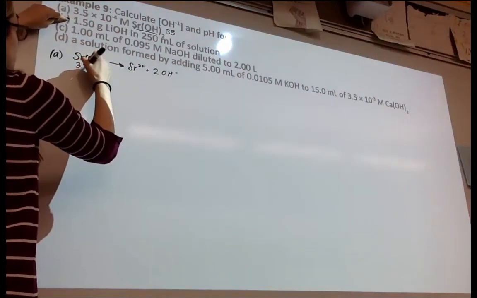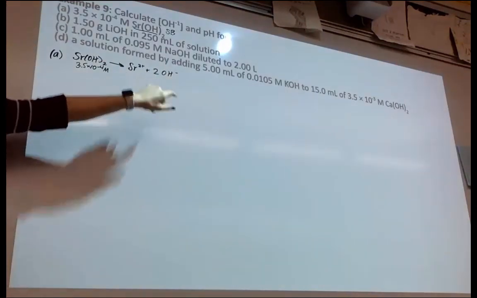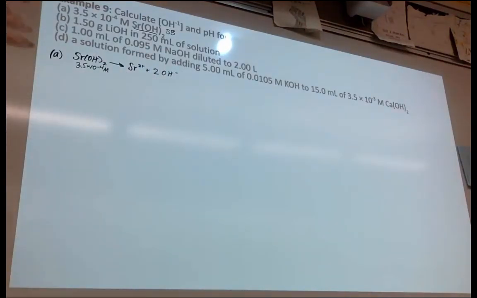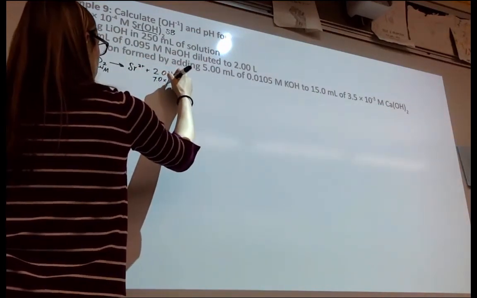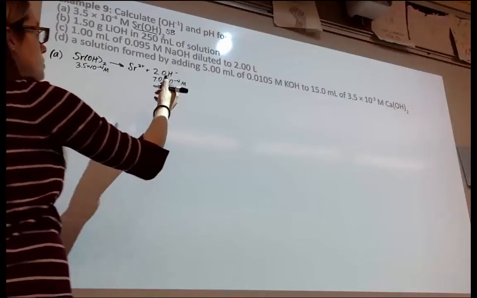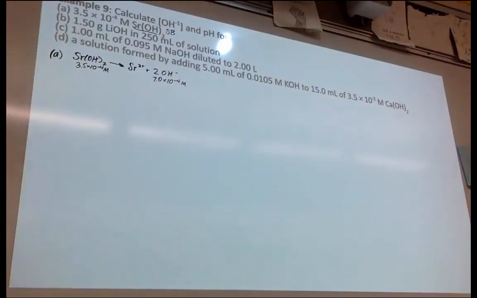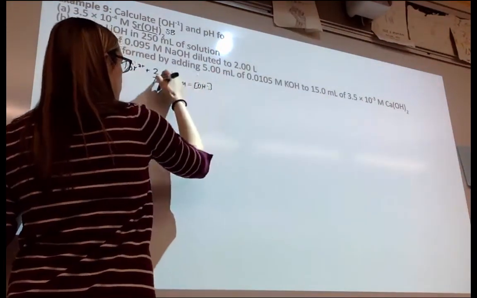So if this is 3.5 times 10 to the negative 4th molar, notice hydroxide. It's 2 times that. There are twice as many hydroxides. So this is actually 7.0 times 10 to the negative 4th. You have to make sure that you're multiplying. So the OH concentration is twice as much as the strontium hydroxide. Now to calculate the OH minus concentration, there it is. So here's part of our answer, equals the OH minus concentration.